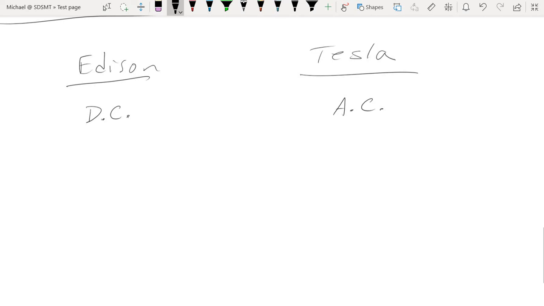And I want to see if I can find the date for that particular World's Fair. Get my Google function going here. World's Fair electricity. Let's see what that gives us. Okay, this was in 1893. 1893 World's Fair. And this happened in, I think it was Chicago.